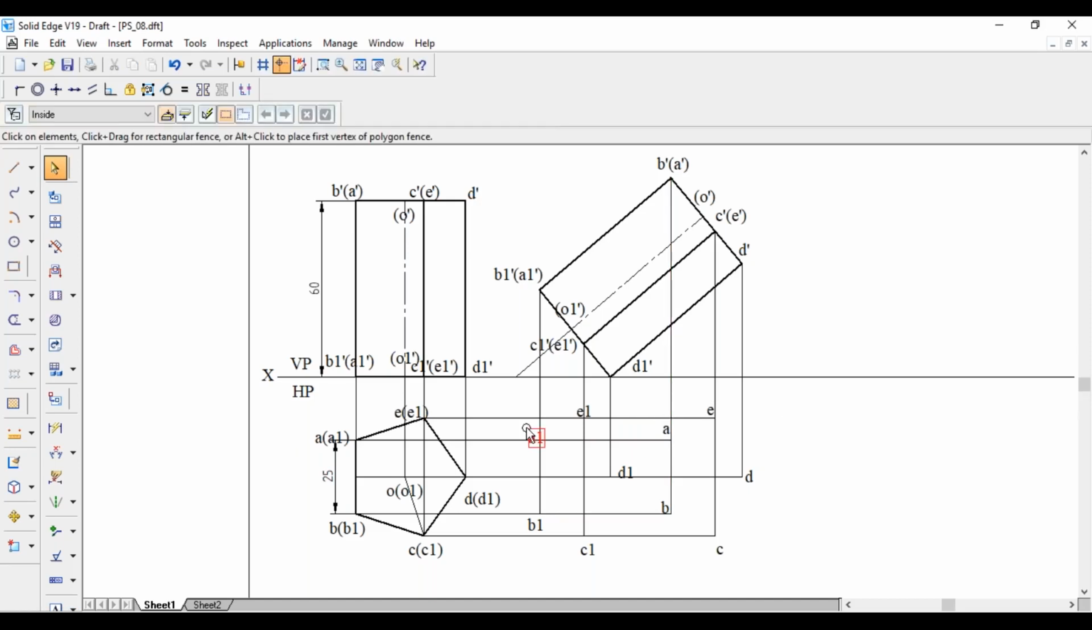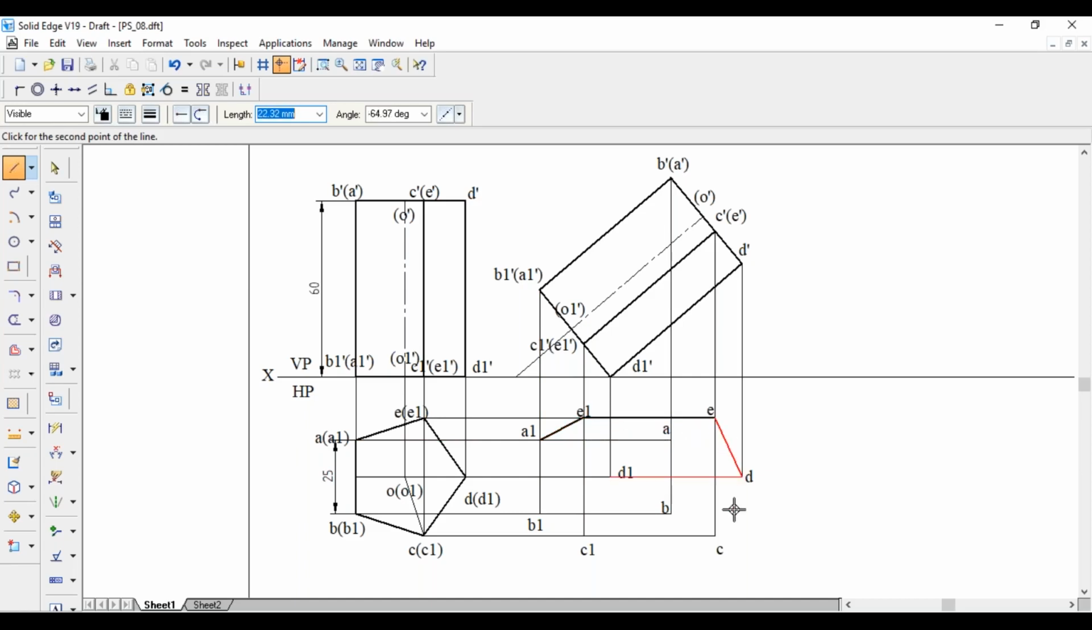All the outer points of every view are visible. So join the outer points with continuous dark line. A1 to E1 to E to D, C, C1, B1, B. Back to A1.